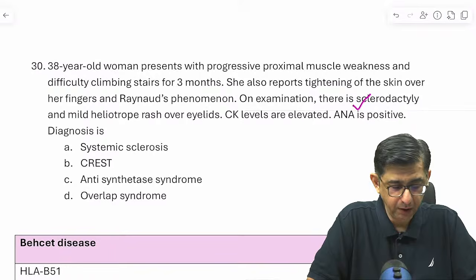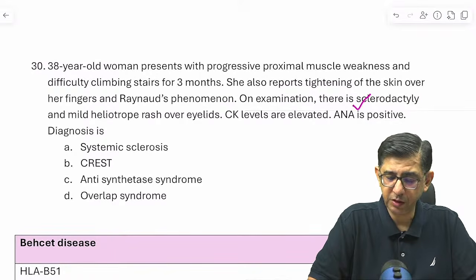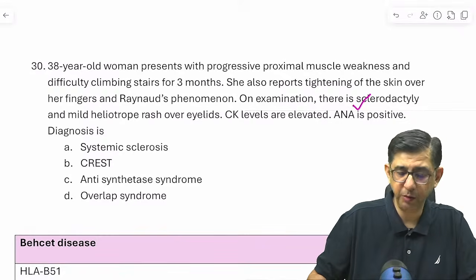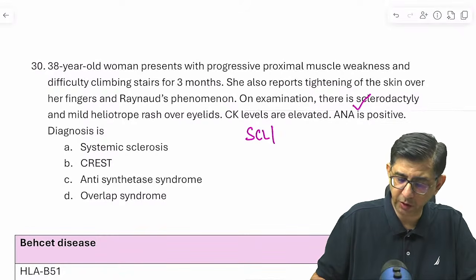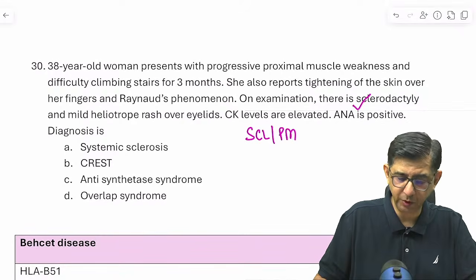If you look at the data, there's a sclerodactyly component, there is a polymyositis component present. So this is scleroderma and polymyositis overlap syndrome.